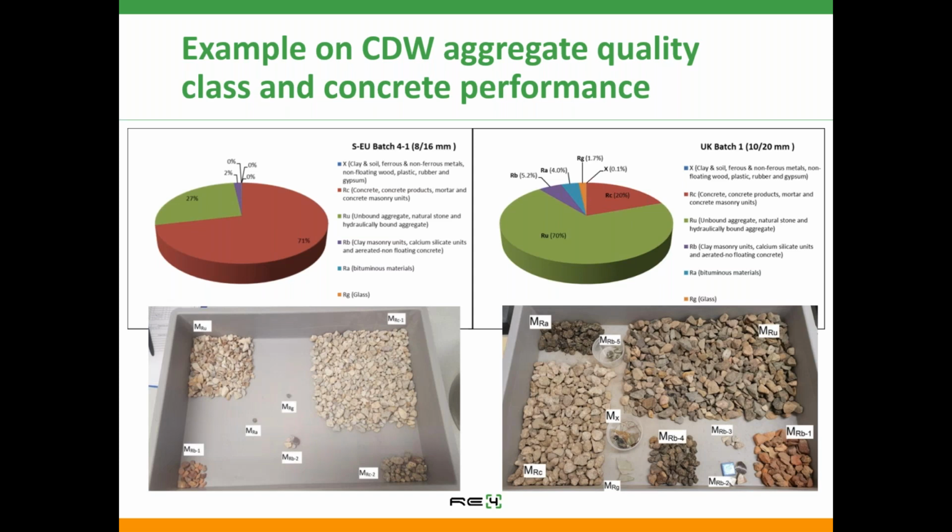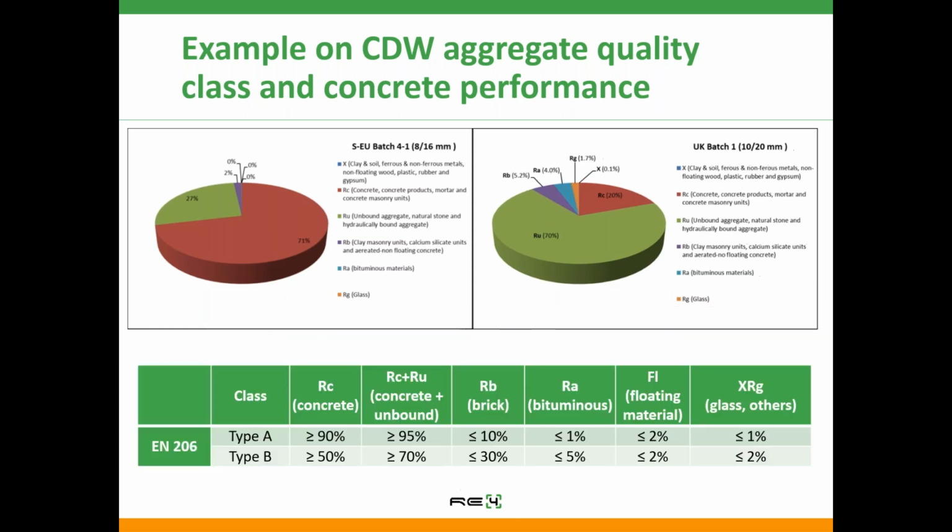So, two different CDW batches. The one to the left is basically 98% concrete and unbound stone, whereas the one to the right is a little bit less than 90% unbound stone and concrete, but also has quite a lot of bricks and tiles and bituminous material and glass. And here you see the existing classes. Of course, I could show this also for the new ones, but okay, I use the present system.